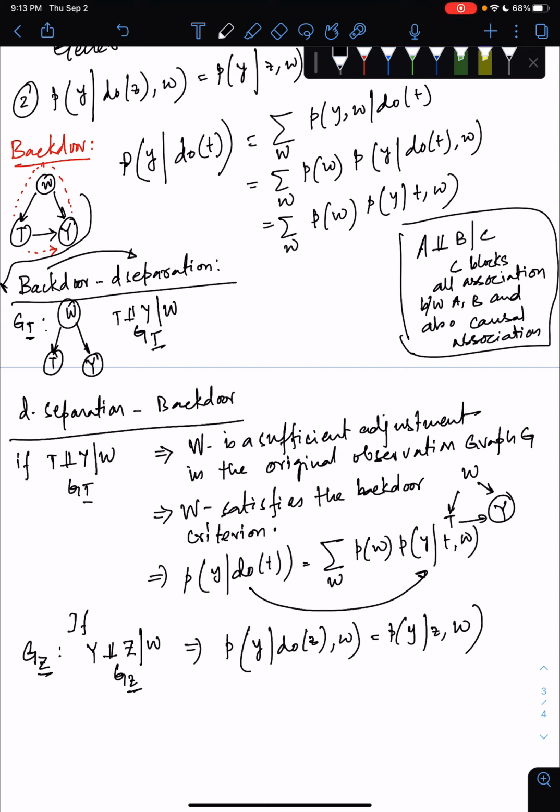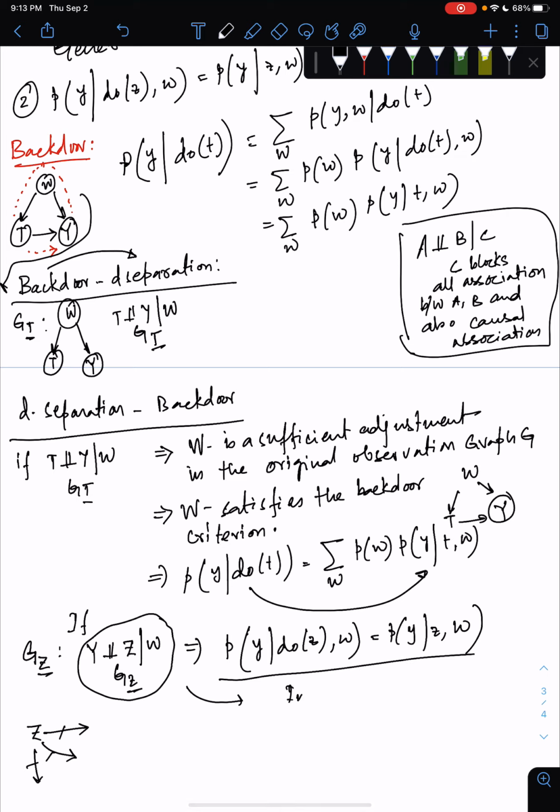So if we say that we are in a graph where we have removed all the outgoing edges going out of z, and also this particular conditional independence relationship holds, which says that y and z are conditionally independent given w, then in the original graph we can remove this do operator and we have this relationship. And this is exactly the same thing with this.